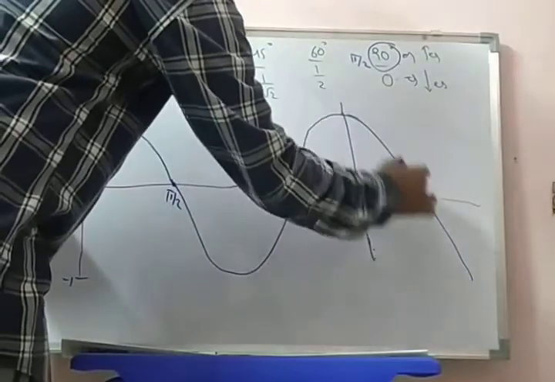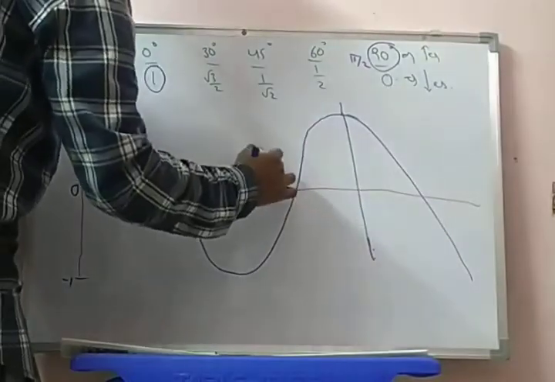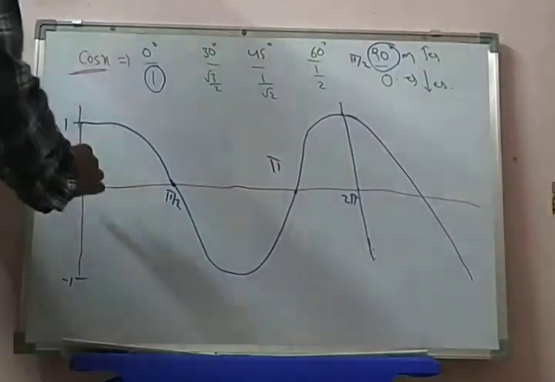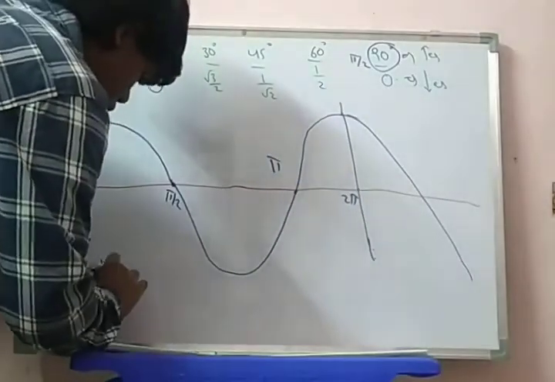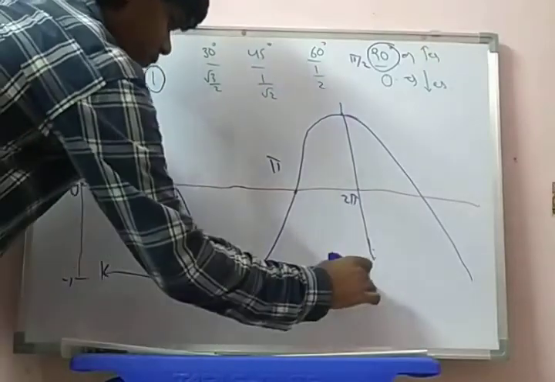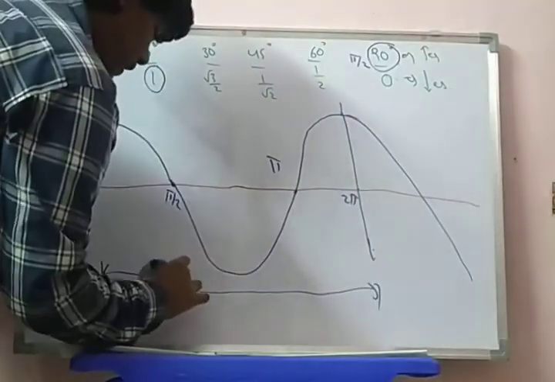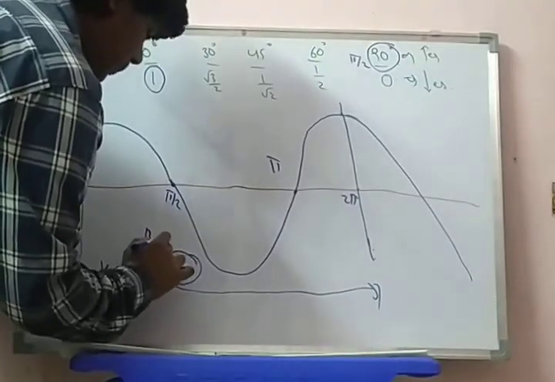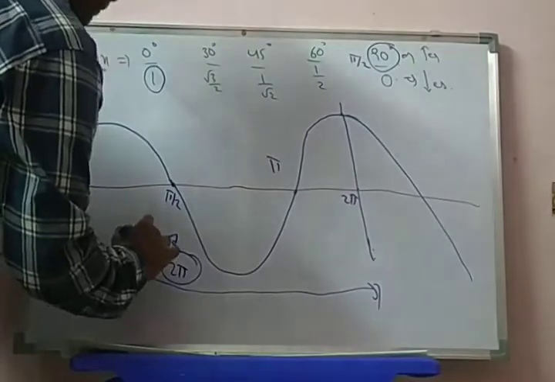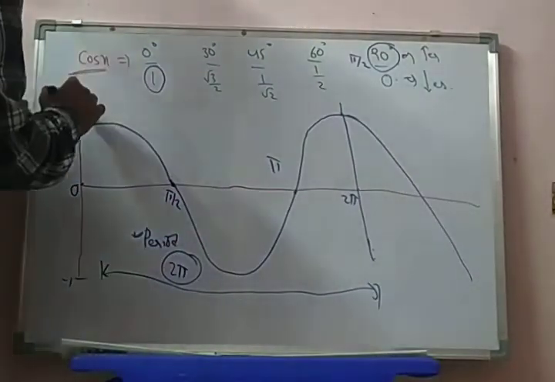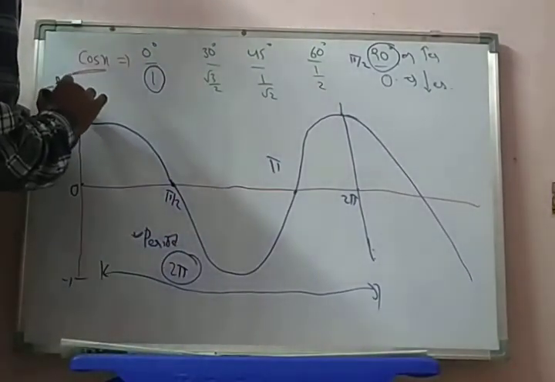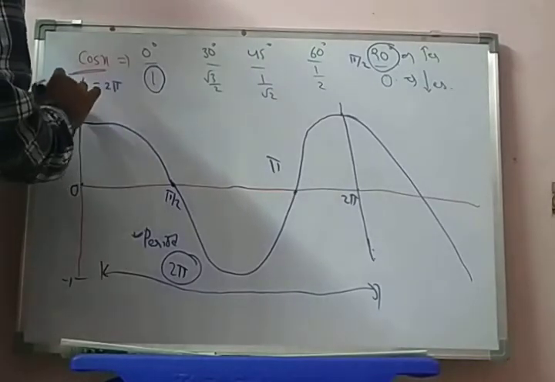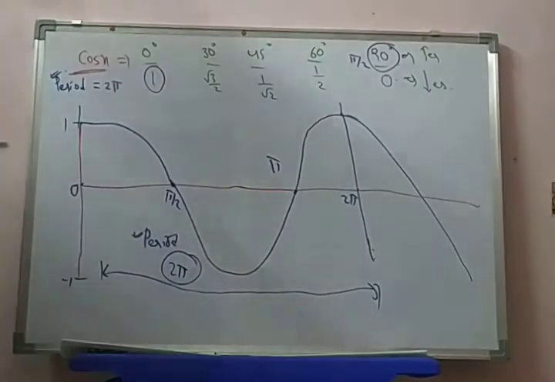From here onwards the graph repeats again. This is pi and this is 2 pi. So the distance between these 2 points is also 2 pi. Hence the period of the cos x function is 2 pi. If you get any question asking for the period of the cos x function, we can write that the period of cos x is equal to 2 pi.